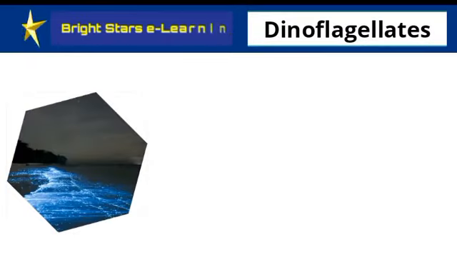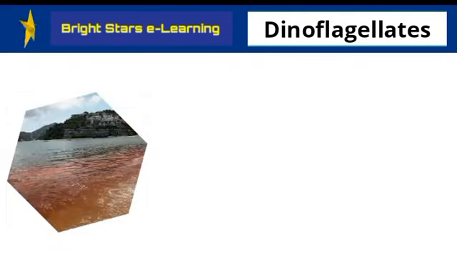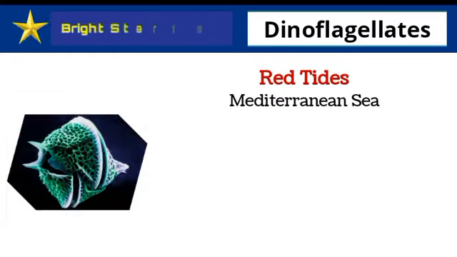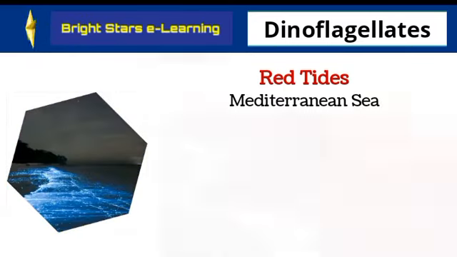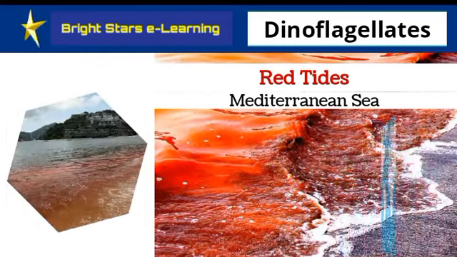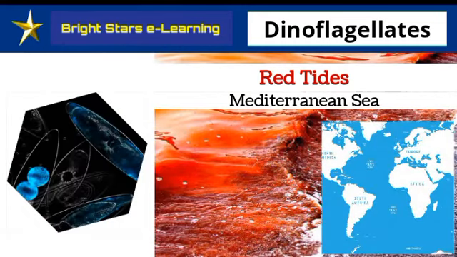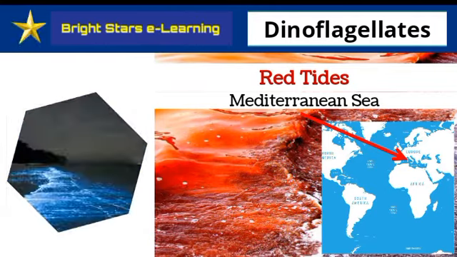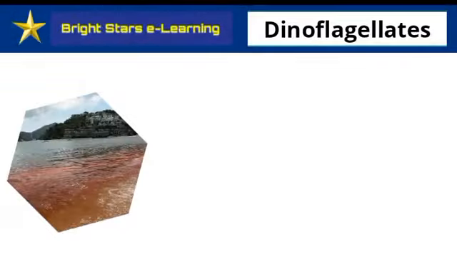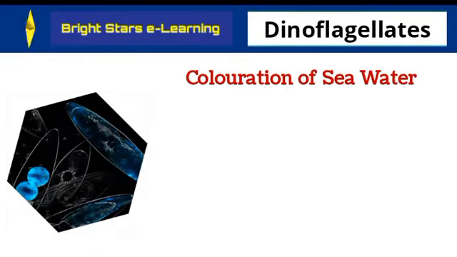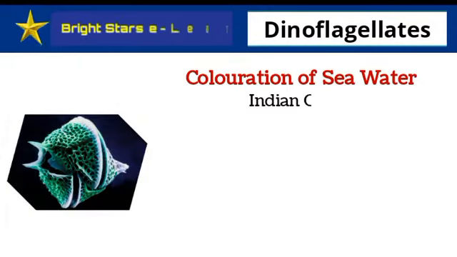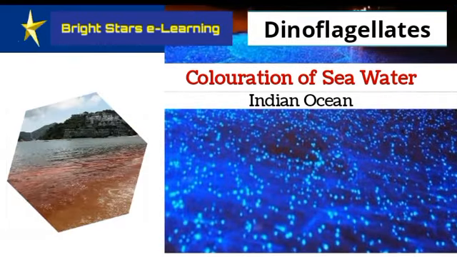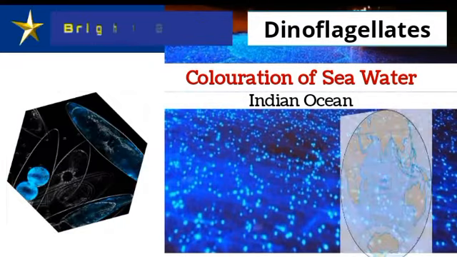Now we are going to discuss dinoflagellates in this video. They form the red tides on the Mediterranean Sea. We know that the Mediterranean Sea is located between the African and European continents. Coloration of seawater, that is, ghost fires on the surface of the Indian Ocean during night times, is also due to dinoflagellates.